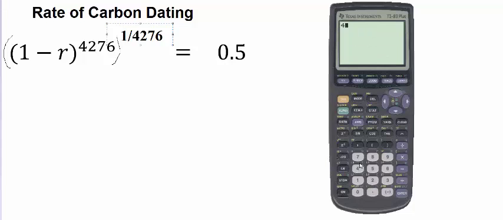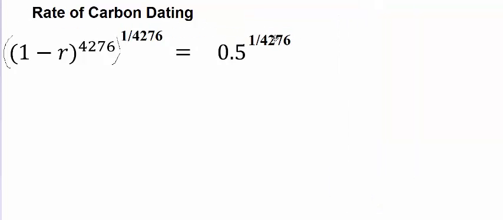As you would know, when you raise a power to a power, you multiply. So 4,276 times 1 over 4,276 would be 1. And anything raised to the 1 power is just whatever it is. Whenever you raise one side to a power, you have to balance it out by raising the other side to a power as well. This won't be 1. We can calculate this in the calculator, but I don't want rounding error, so we're going to hold off on that for right now.